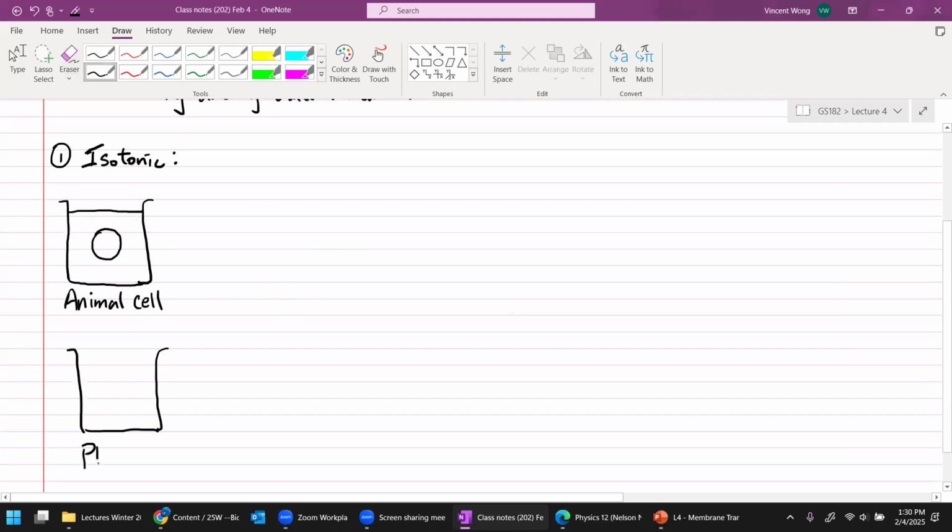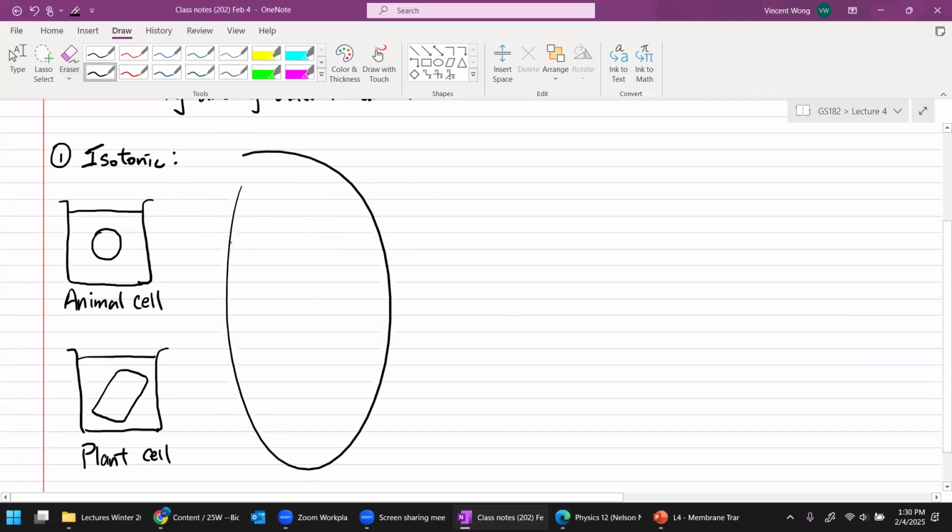And then in our second beaker, we are going to put a plant cell. And plant cells are more rectangular in shape. They are more rigid because of the presence of cell wall. Okay, so we have the animal cell here and the plant cell. So what does it mean? Leave some space. We're going to draw more stuff here, and then we can write the description here.